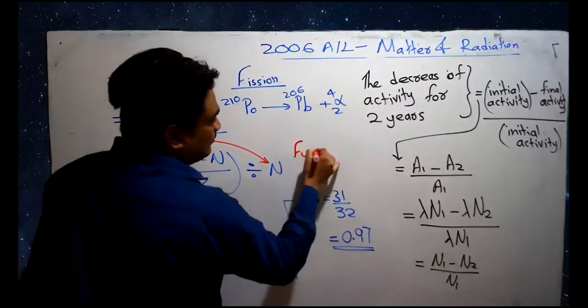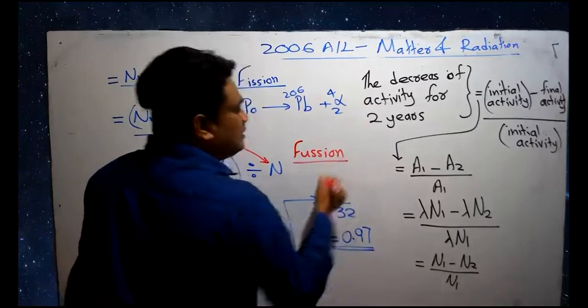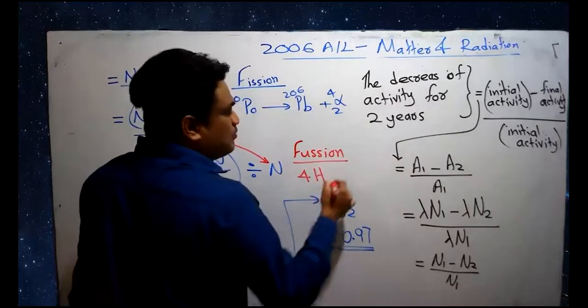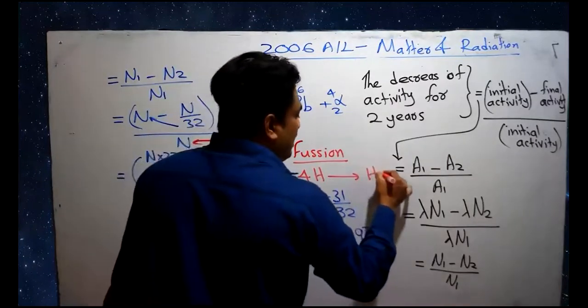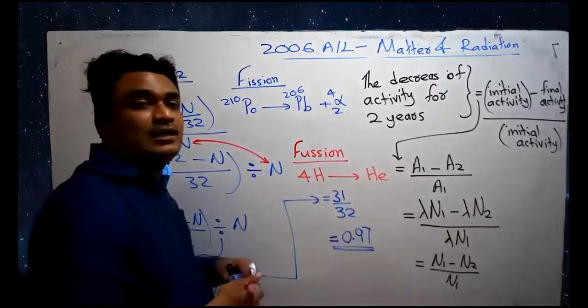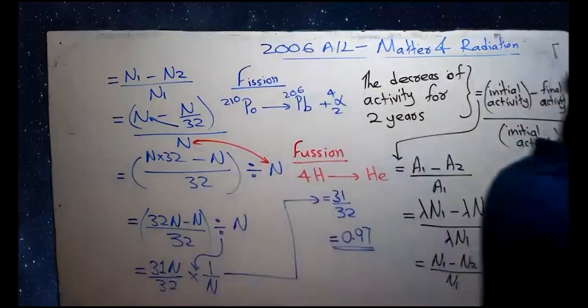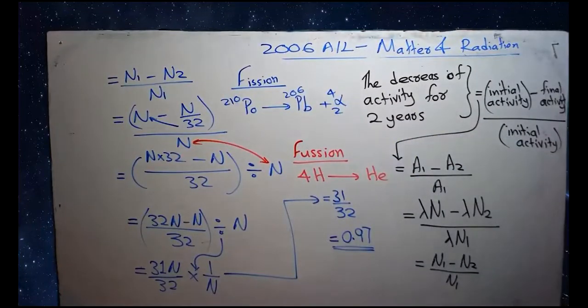Fusion means atoms are combined together. For example, 4 hydrogen atoms combine together and make a helium atom. This is what happens in our star, the sun. So that's the meaning of fission and fusion. In fission, a single atom is broken, split into several other atoms and particles. In fusion, atoms are combined together and make a single atom. Clear?